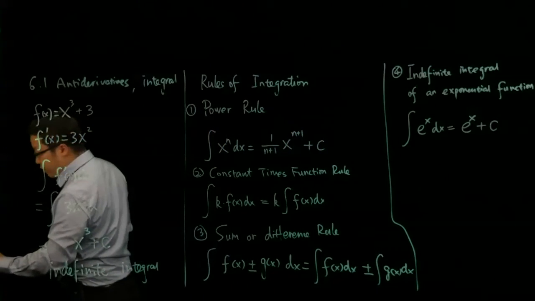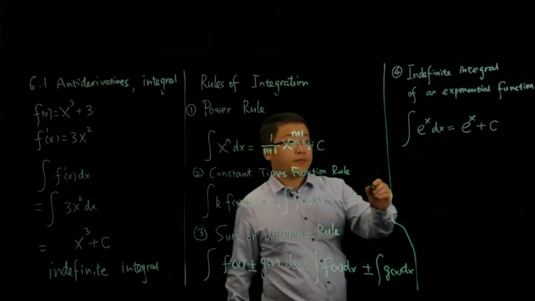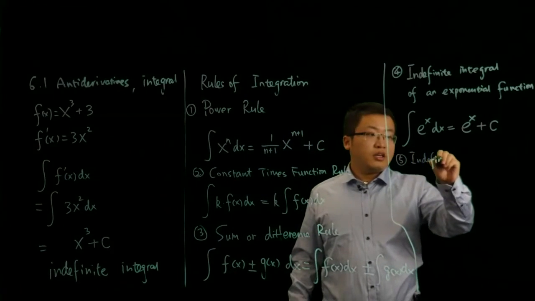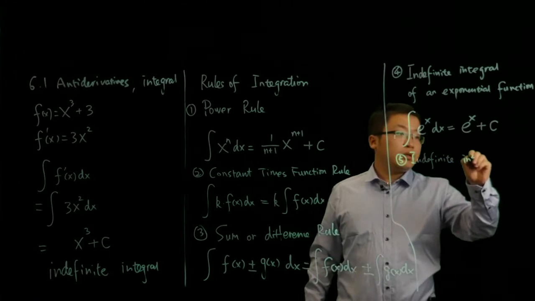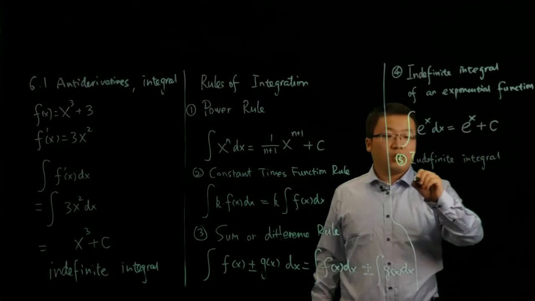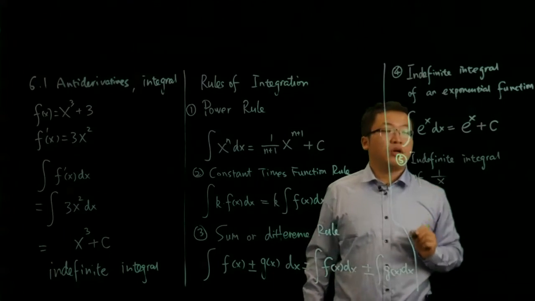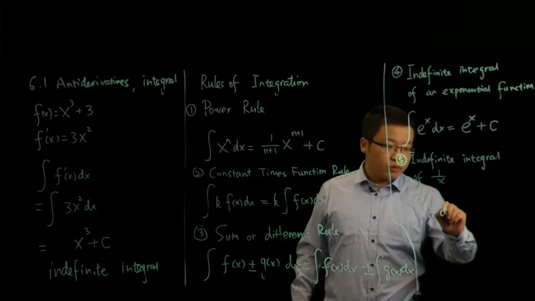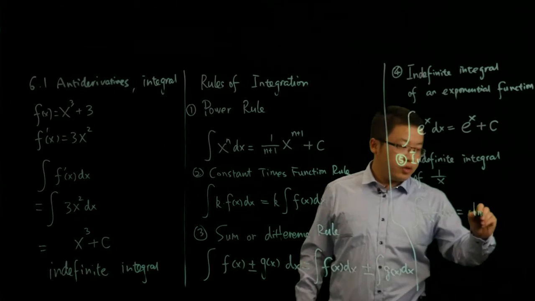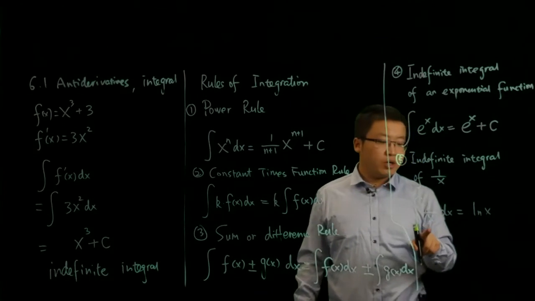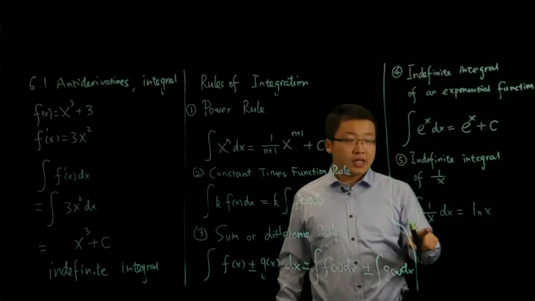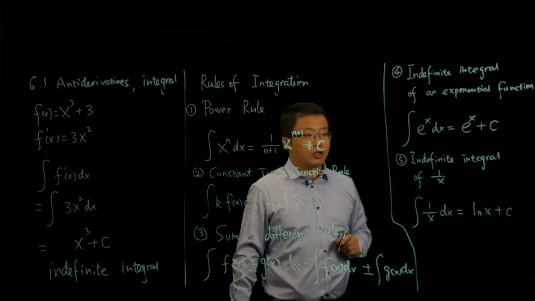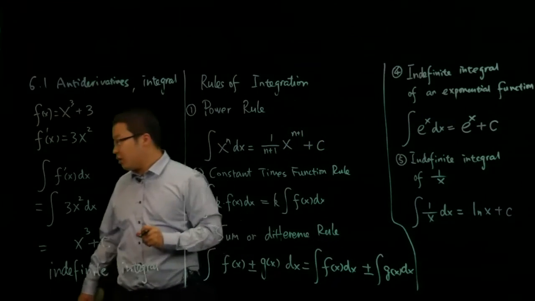Then I'm going to give you another one: the indefinite integral of a function such as 1 over x. What is the integral of 1 over x dx? Well, we do know natural log of x has the derivative 1 over x. Therefore, when you integrate that, it will go back to natural log of x. And because it's indefinite, you want to have a plus C in there.